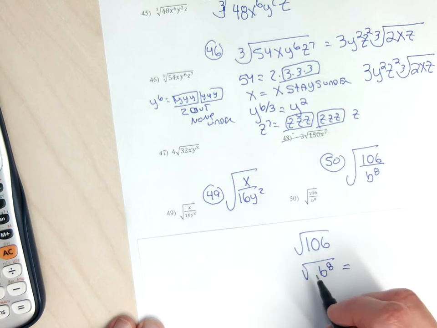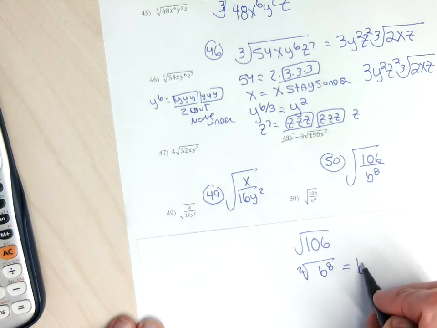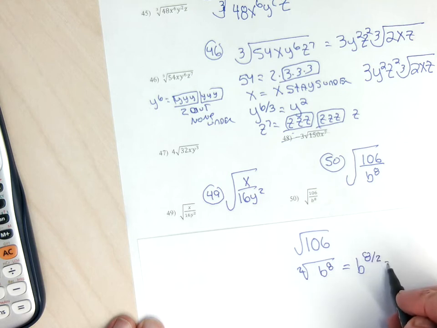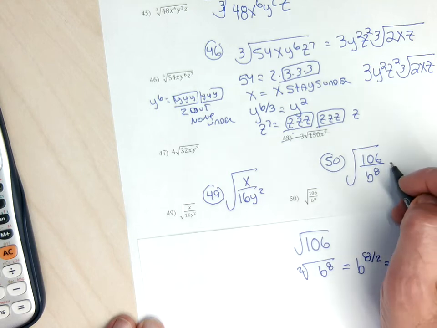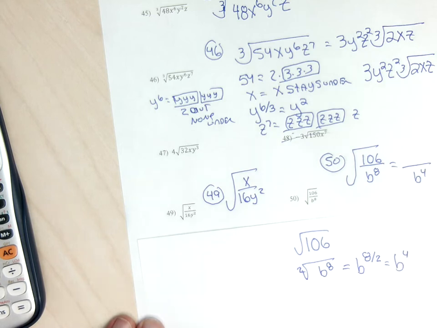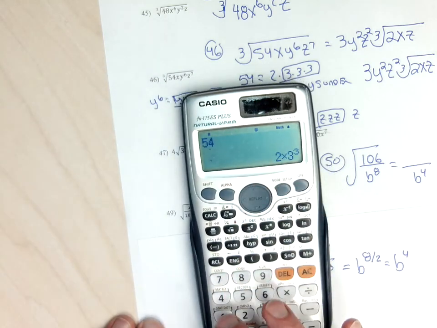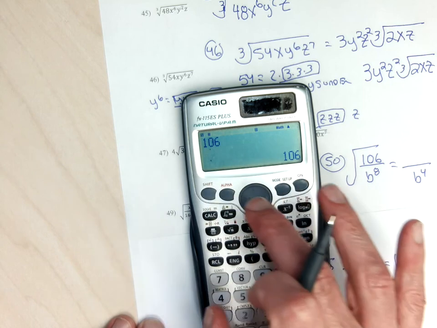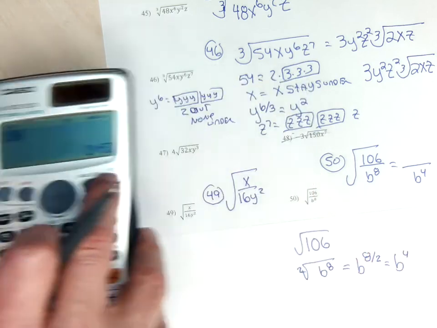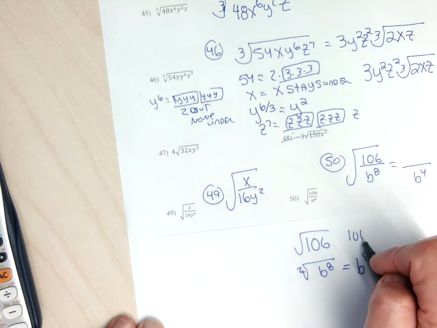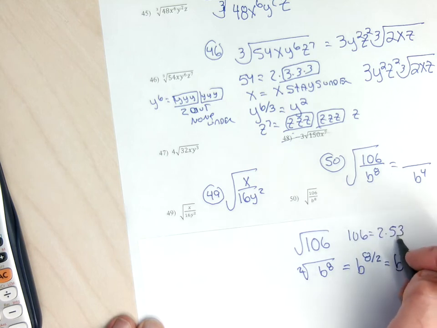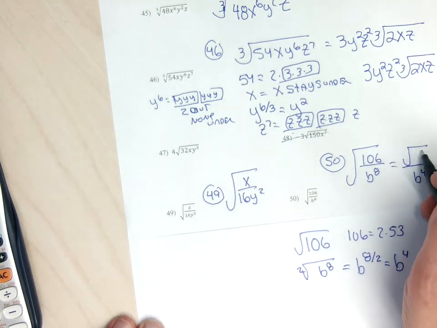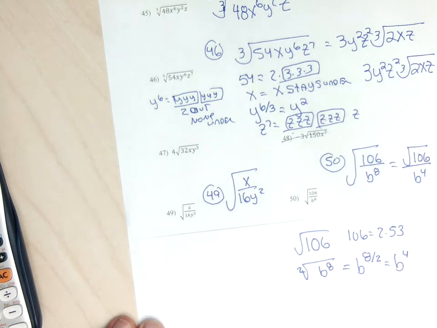For the b to the 8th, because it's a square root, and because dividing doesn't give me a fraction, it's easier to reduce the denominator by just dividing. So the square root of b to the 8th is going to be b to the 4th. And I'm going to do a prime factor tree for 106. I think that 106 is the one that doesn't reduce. Because 106 is 2 times 53, the square root of 106 isn't reducible. It doesn't have any pairs. The numerator is not going to reduce, and it's just going to stay the square root of 106. So my answer for 50 would be the square root of 106 over b to the 4th.